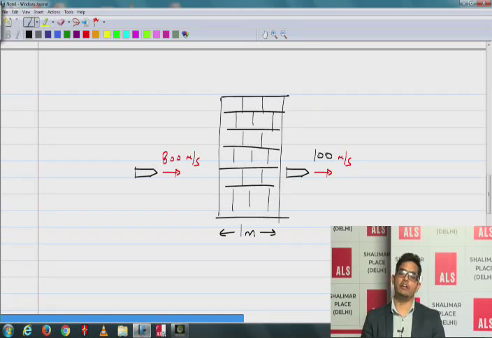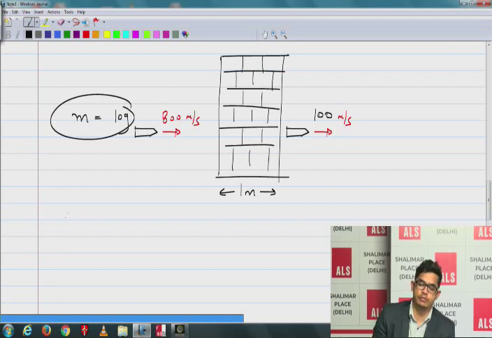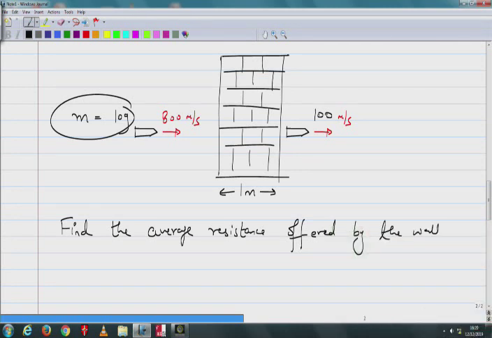So a bullet was moving with 800 meter per second, strikes the wall, and comes out with a speed of 100 meter per second, because obviously of the force applied by the wall. We have to calculate that force only. The mass of the bullet is 10 grams. Question is, find the average resistance offered by the wall on the bullet.